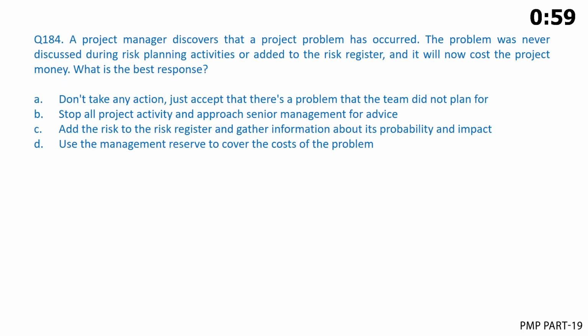A project manager discovers that a project problem has occurred. The problem was never discussed during risk planning activities or added to the risk register, and it will now cost the project money. What is the best response? A. Don't take any action, just accept that there's a problem that the team did not plan for. B. Stop all project activity and approach senior management for advice. C. Add the risk to the risk register and gather information about its probability and impact. D. Use the management reserve to cover the costs of the problem.